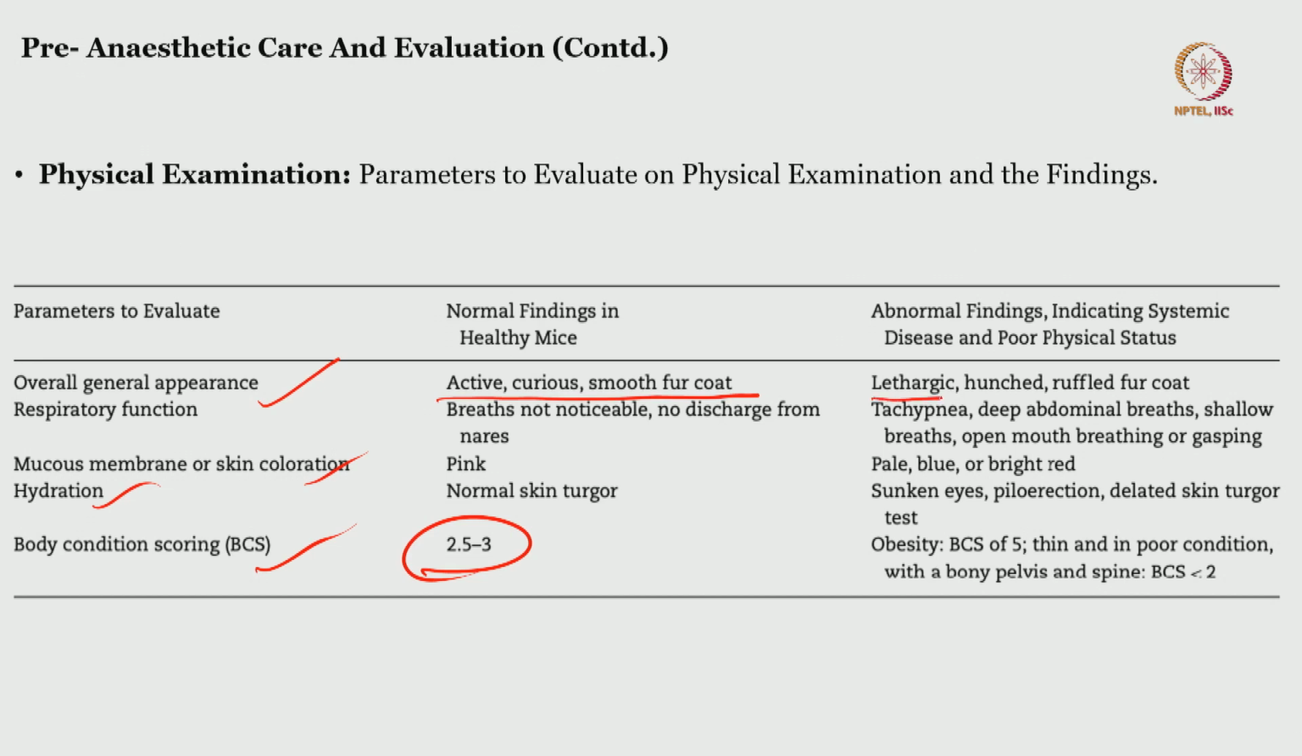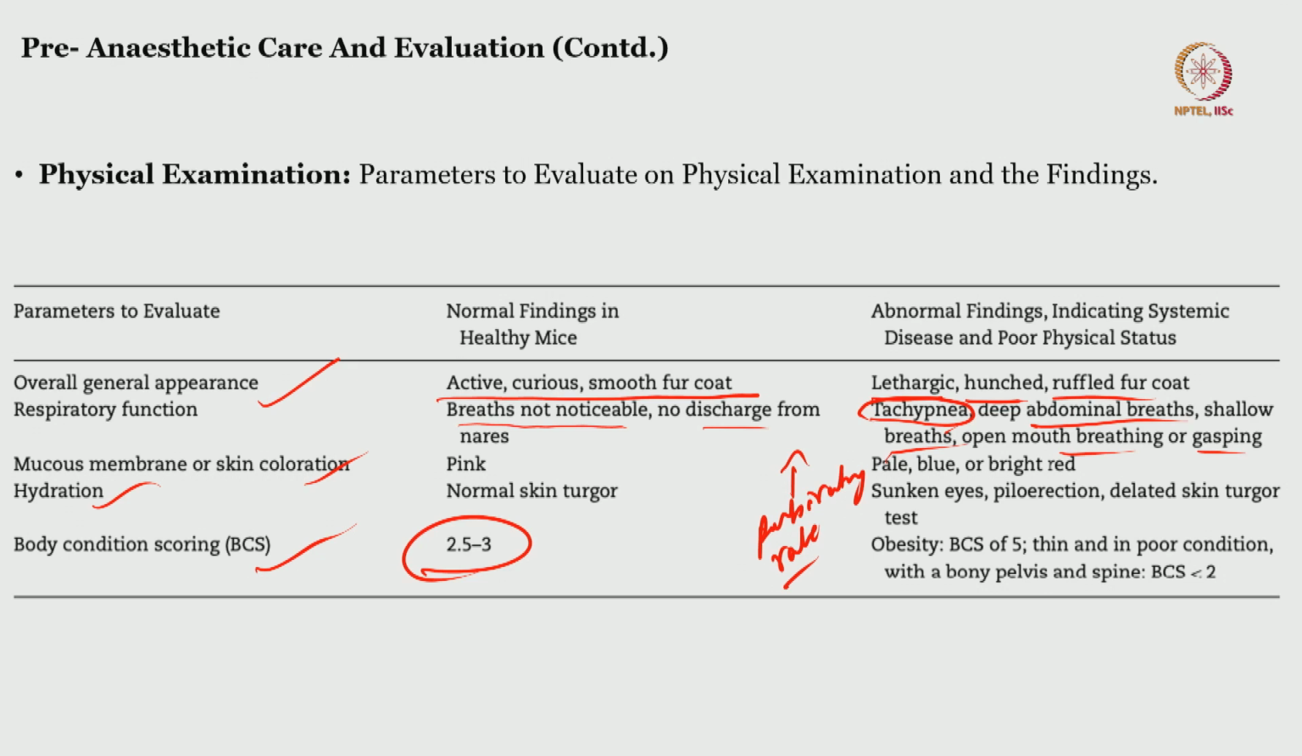On the other hand, lethargic, hunched, ruffled fur coat, all this will tell us that the rat is going through some sort of stress or probably even diseased. And the breaths are not noticeable, there are no discharges from the nares. For example, tachypnea refers to increased respiratory rate. There are deep abdominal breaths, shallow breaths, open mouth breathing, gasping. All these indicate a poor physical status indicating systemic disease.